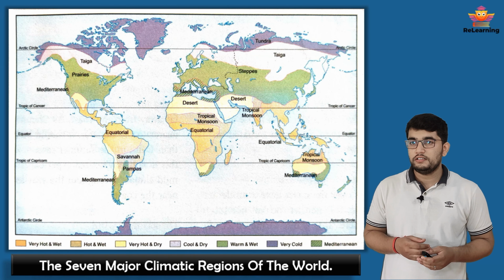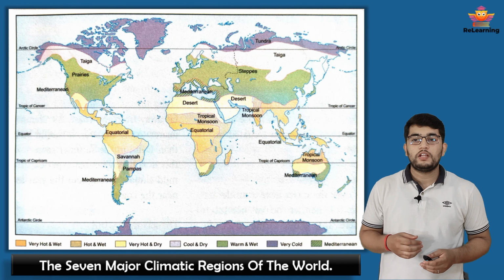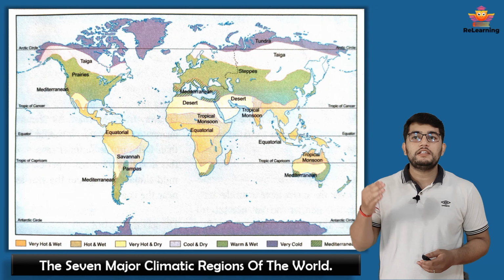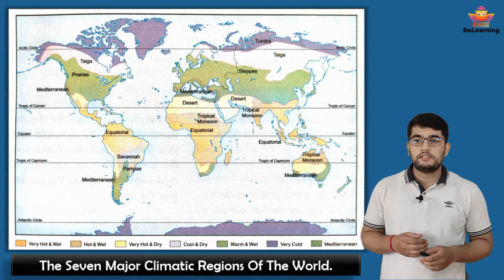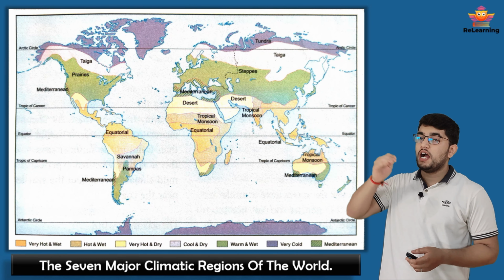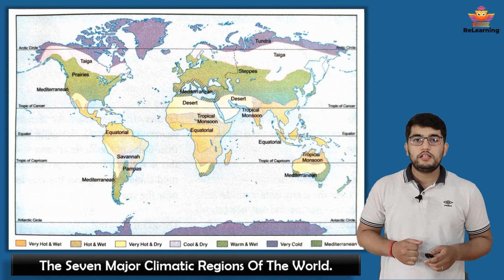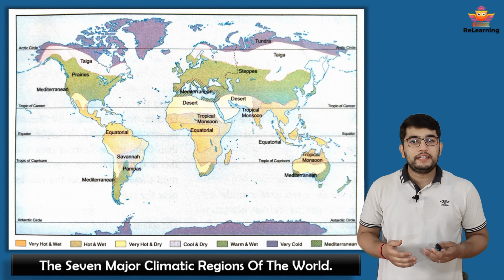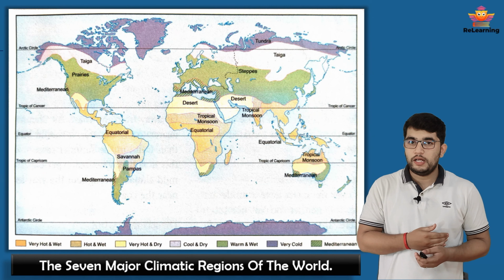Cool and dry region, which is nearby the Arctic Circle and the Antarctic Circle. Warm and wet region is between the Arctic Circle and the Tropic of Cancer. Then next is very cold region, between the Arctic Circle and the North Pole, and the Antarctic Circle and the South Pole. Then Mediterranean is nearby the coastal areas below the Tropic of Capricorn.